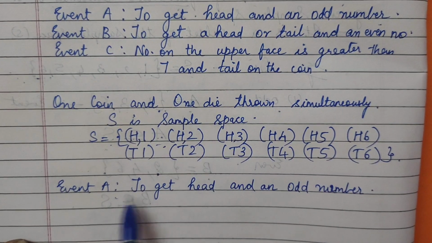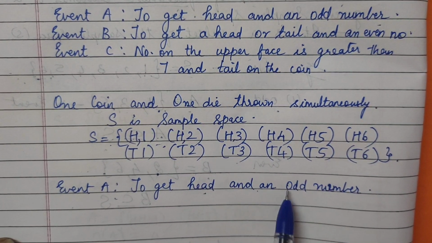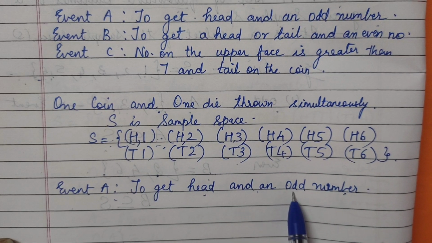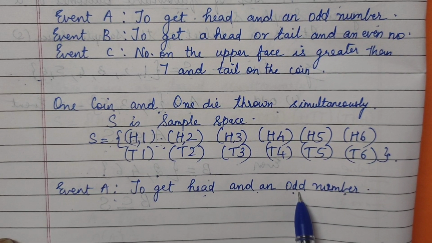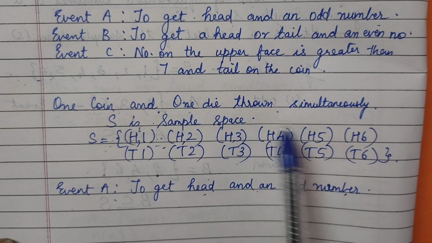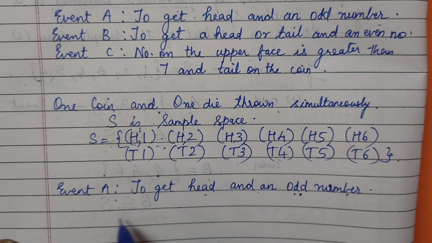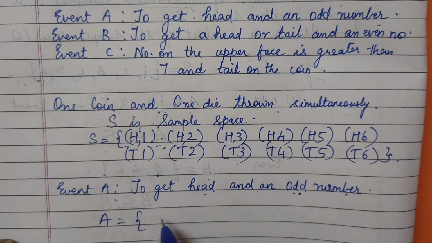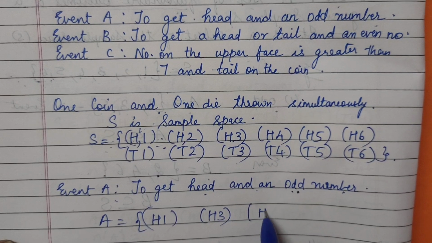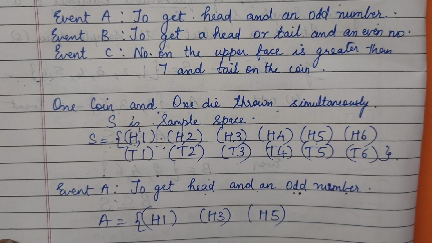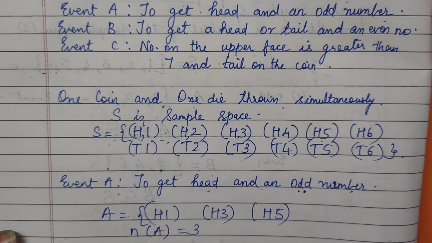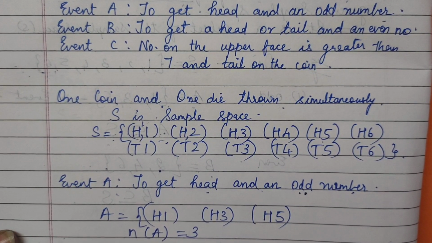So event A says to get head and an odd number. Where all we have a head here, the first 6. But they said it should be an odd number on a die here. So where all we have an odd number? H1, H3 and H5. So we have the A event here, favorable outcomes H1, H3 and H5. So what is the number of sample points here? N of A is 3 here, right? Let's go for the next event.